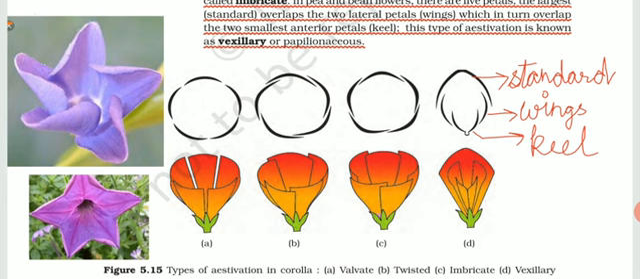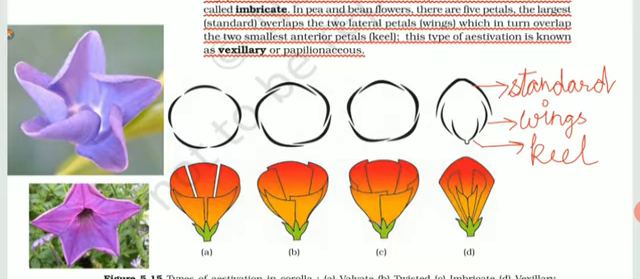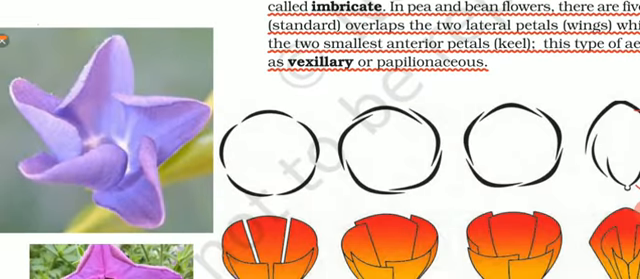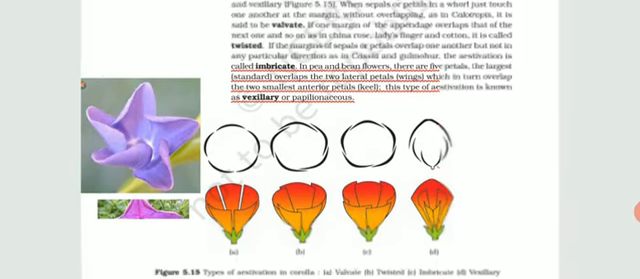In twisted estivation, either sepals or petals are arranged with one another such that one margin is out and the other is in, so they are overlapped. If I zoom on this picture, you can see how the petals are arranged. One petal is overlapping the second, the second is overlapped by the third, the third by the fourth, and the fourth by the fifth petal. This kind of estivation is called twisted estivation.